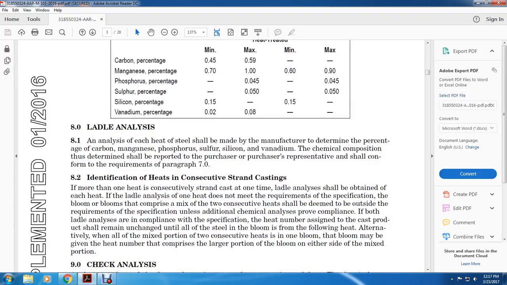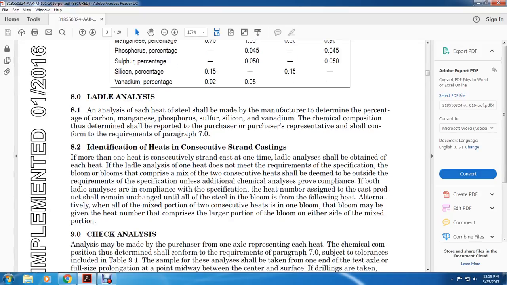Ladle analysis. Analysis of each heat of the steel shall be made by the manufacturer to determine the percentage of carbon, manganese, phosphorus, sulfur, silicon, vanadium. The chemical composition determined shall be reported to the purchaser. Purchaser representative shall confirm conformance with the requirements of paragraph 7.0. Identification of heating, consecutive strand casting.